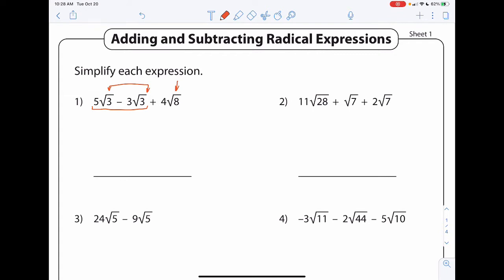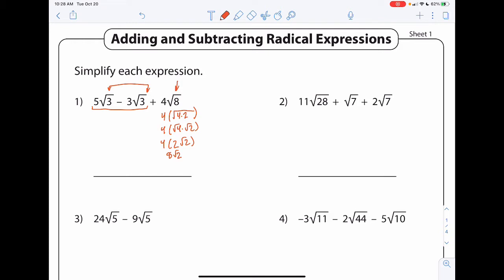So we're looking for the factor pair of 8 that has a perfect square. So this 4 on the outside is going to stay the same. The radical is going to stay the same, but what's inside of the radical is going to change. I'm now going to make this 4 times 2, because 4 times 2 is still 8. So this will be 4 times, well, the square root of 4 times the square root of 2, so 4 times 2 radical 2. So 4 times 2 is 8, so this is now 8 radical 2.